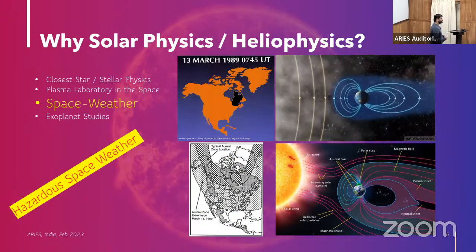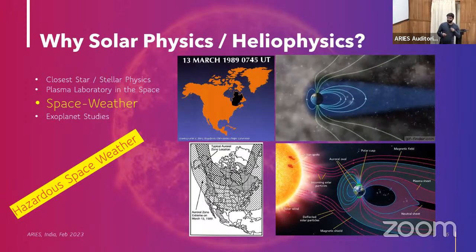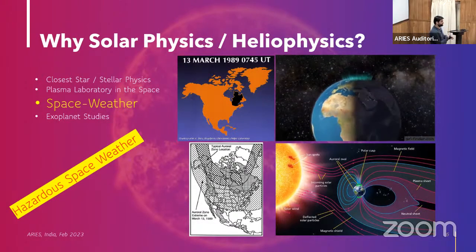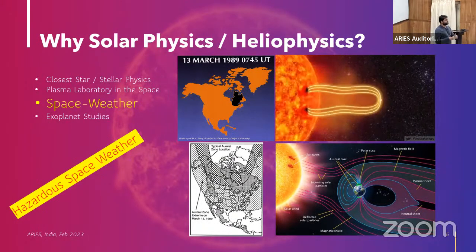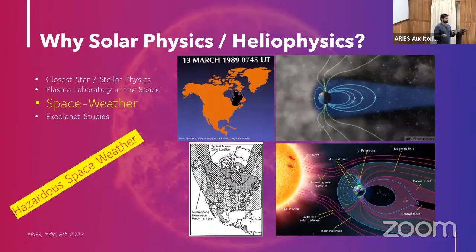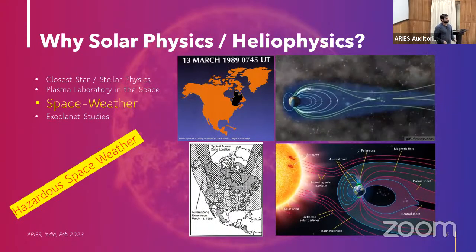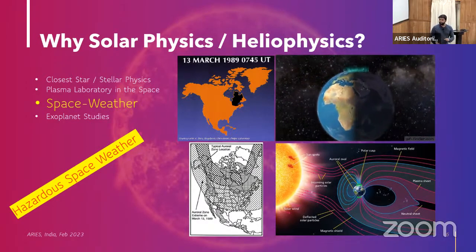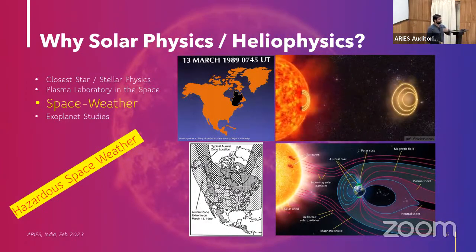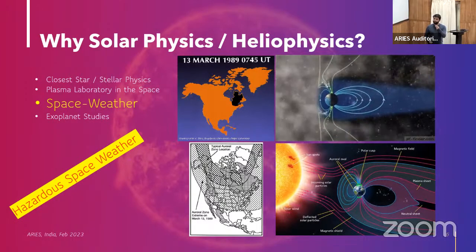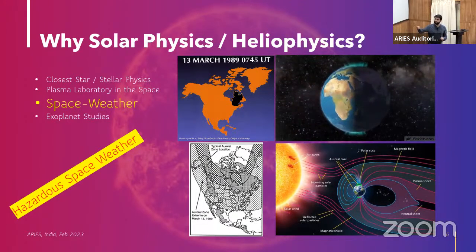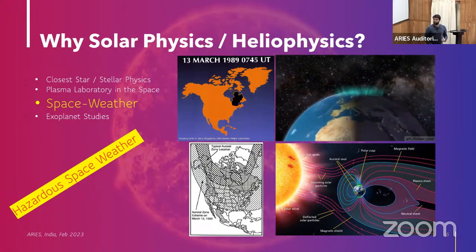As we know, the Sun influences space weather. Charged particles originate from the Sun and travel in the interplanetary medium, and that defines space weather. On Earth, it has a direct impact, and this is the most consequential reason why we should study solar and heliospheric physics, because space weather can directly damage human activities in space.